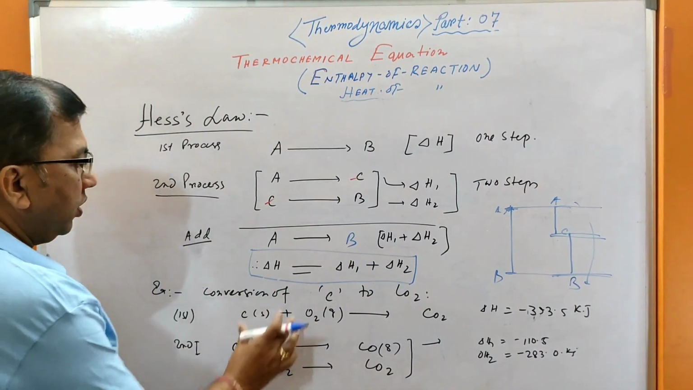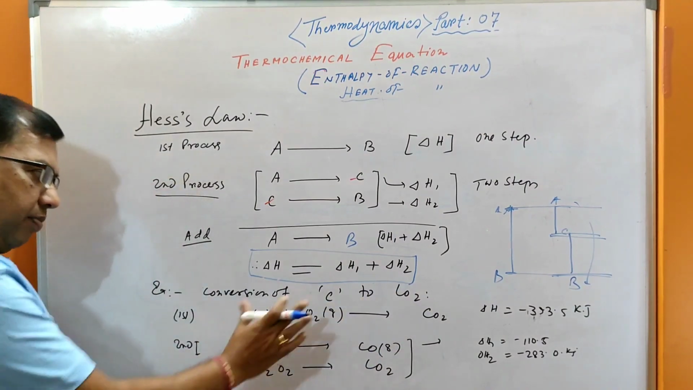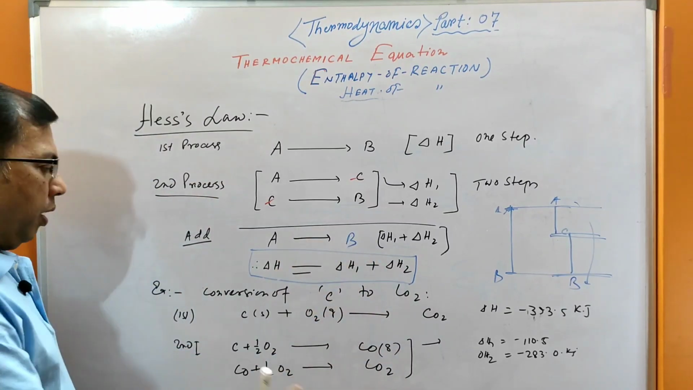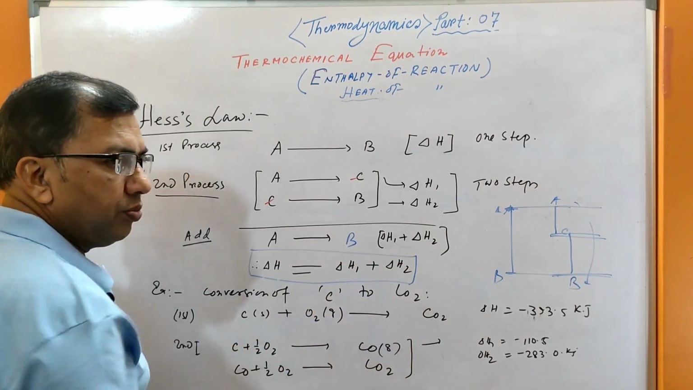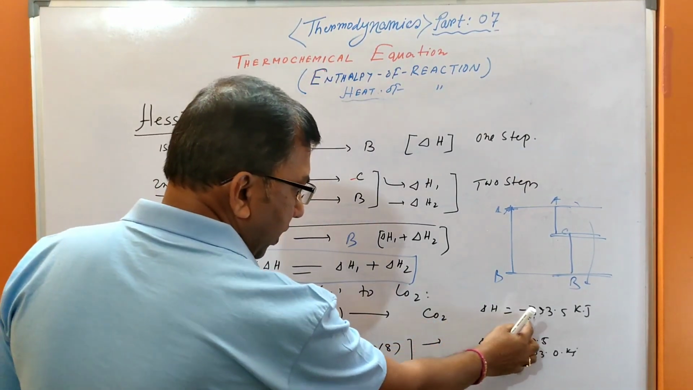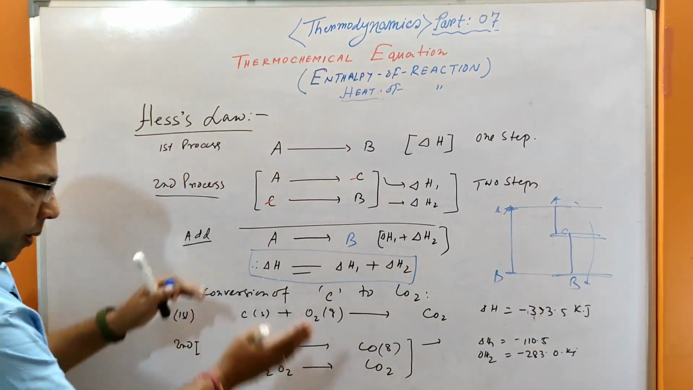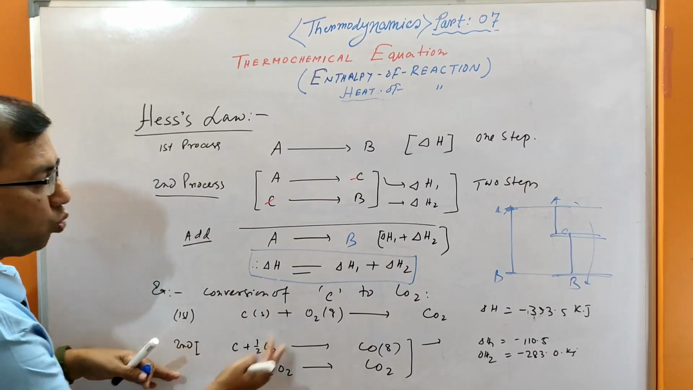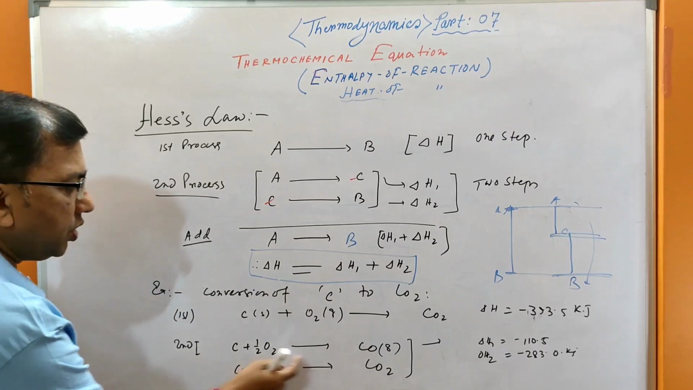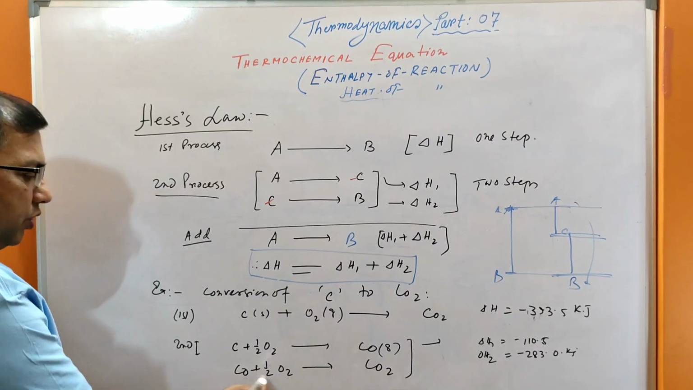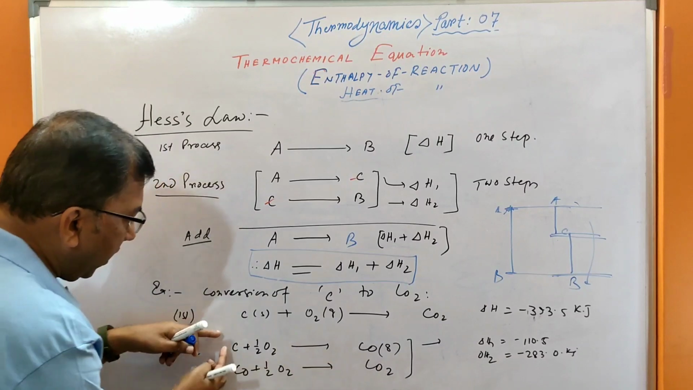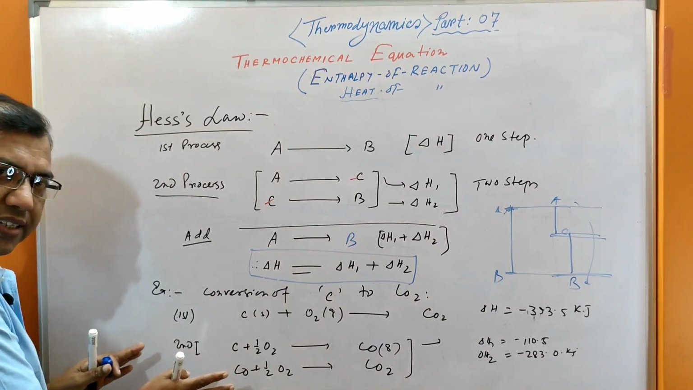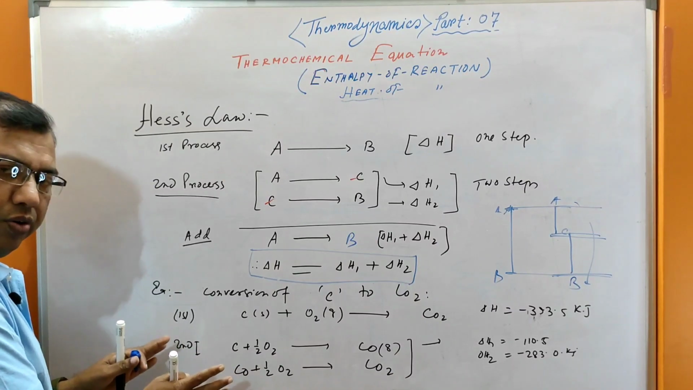Okay, let's take an example. Suppose conversion of carbon to carbon dioxide. You have to convert carbon to carbon dioxide. One way: carbon plus oxygen gives CO2, here heat will be released, delta H will be minus 393.5 kilojoules. Besides this, the second process is a two-step process. First carbon plus oxygen gives carbon monoxide. Then carbon monoxide plus oxygen gives again carbon dioxide. So ultimately, this is a two-step process. Samajh gaya? Kyo?